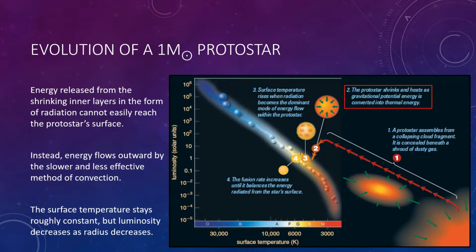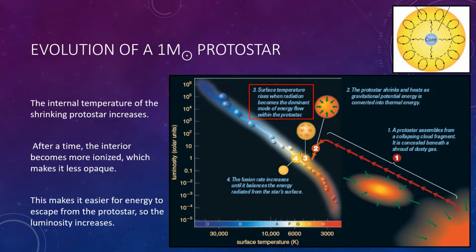The outer layers of the 1 solar mass protostar are relatively cool and quite opaque. Due to frequent scattering or absorption, light does not pass easily through an opaque material. This means that energy released from the shrinking inner layers in the form of radiation cannot easily reach the protostar's surface. Instead, energy flows outward by the slower and less effective method of convection.